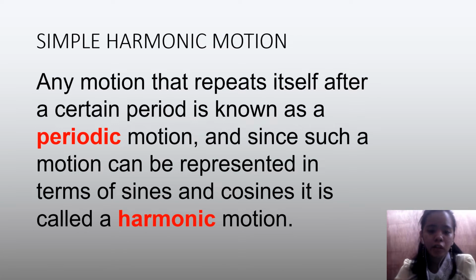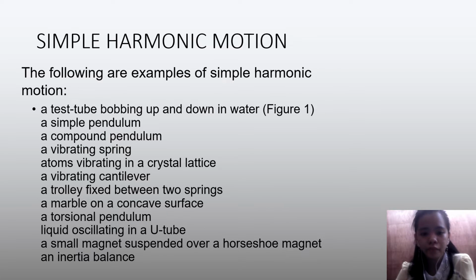So next is simple harmonic motion. Any motion that repeats itself after a certain period is known as a periodic motion, as I have said earlier. And since such a motion can be represented in terms of sines and cosines, it is called a harmonic motion. Simple harmonic motions include the following examples: a test tube bobbing up and down in water, a simple pendulum, a compound pendulum, a vibrating spring, atoms vibrating in a crystal lattice, a vibrating string, a trolley fixed between two springs, etc.